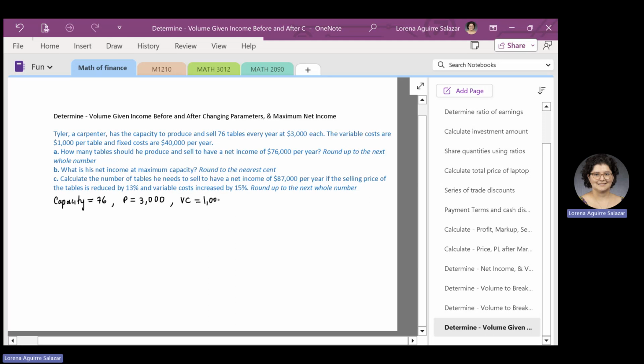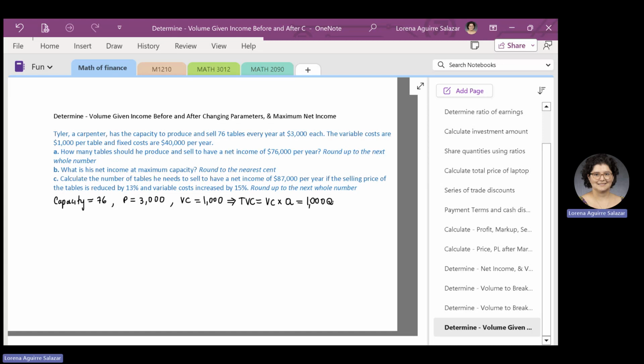And with that value for variable costs, we can find the total variable costs. The total variable costs correspond to a multiplication of variable costs by the number of units produced and sold. That number of units produced and sold is denoted by Q. So here we have 1,000 multiplied by Q. We don't know the value of Q. We don't know how many tables are produced. So we just leave total variable costs written in terms of Q this way.